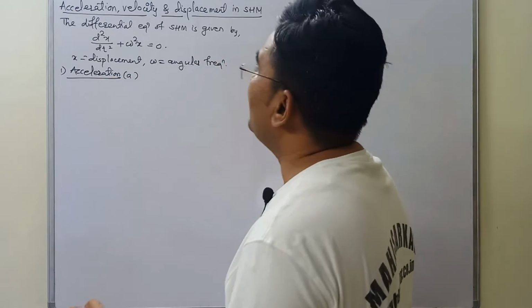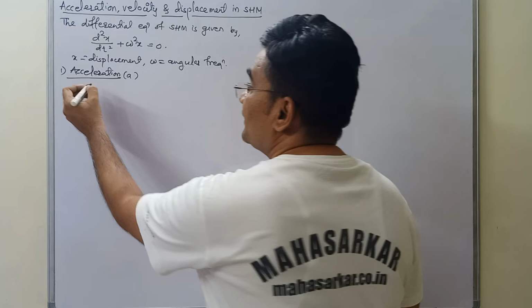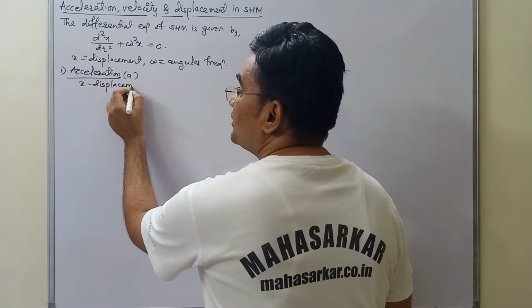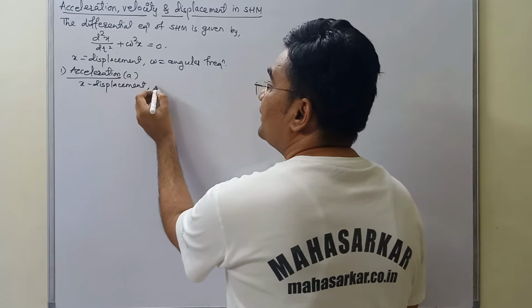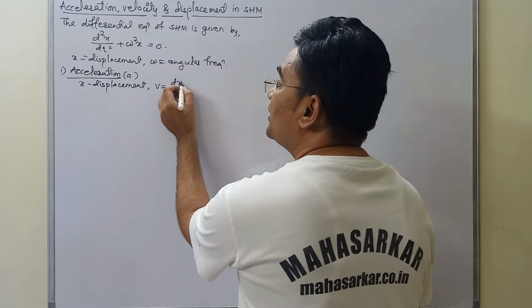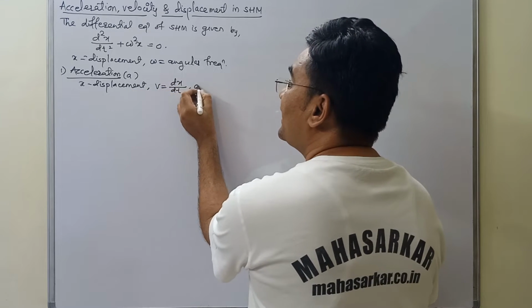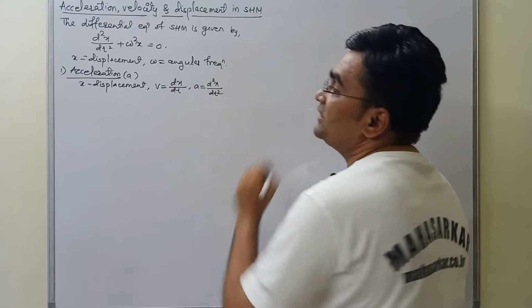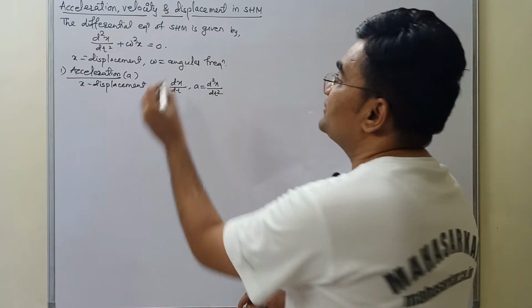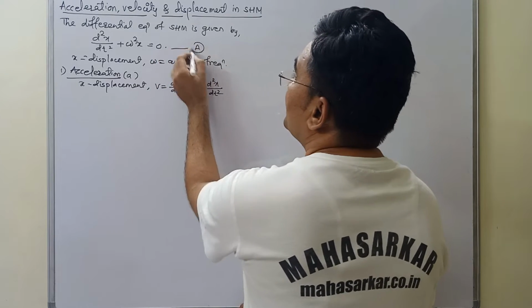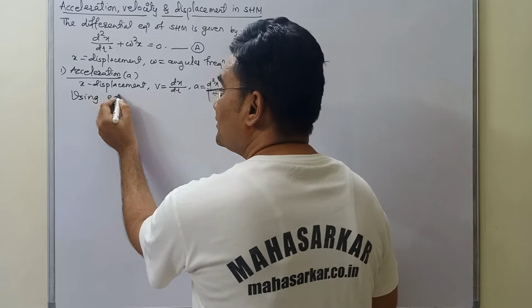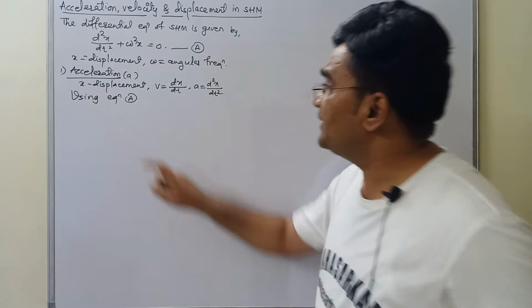Now if you remember, we have learned in a previous article also that if x is the displacement of the particle, then velocity v can be written as dx upon dt, and acceleration a can be written as d square x upon dt square. So say this is equation number A. So using equation A, what will we get?